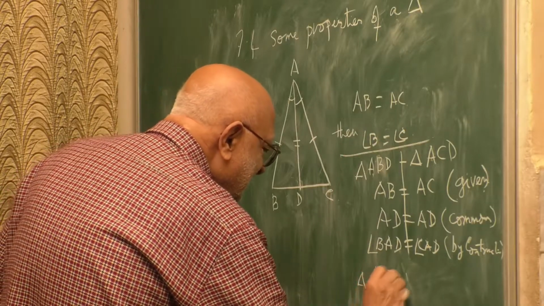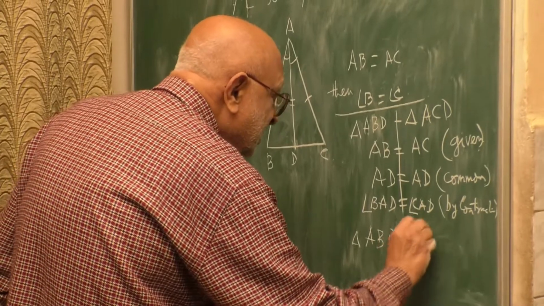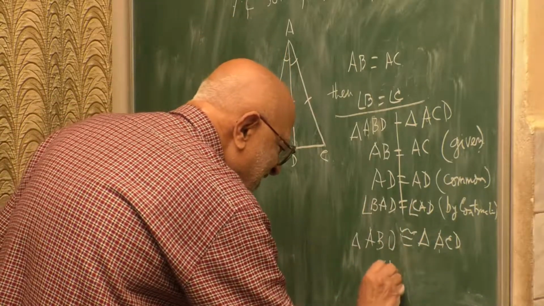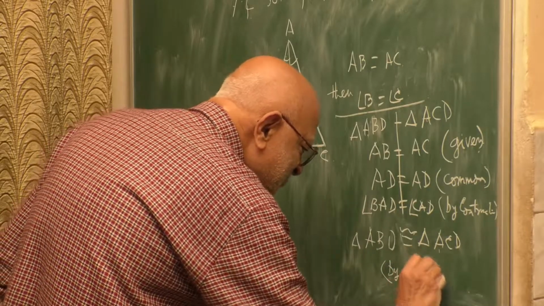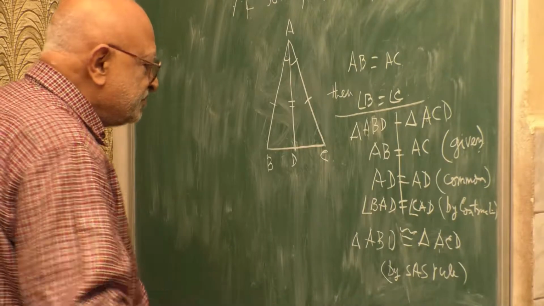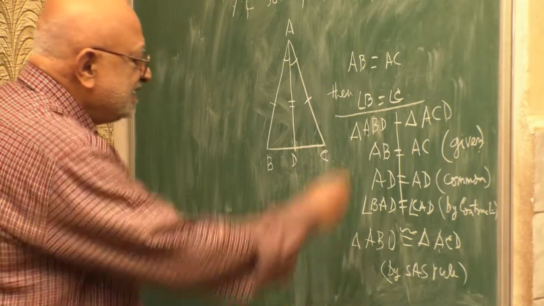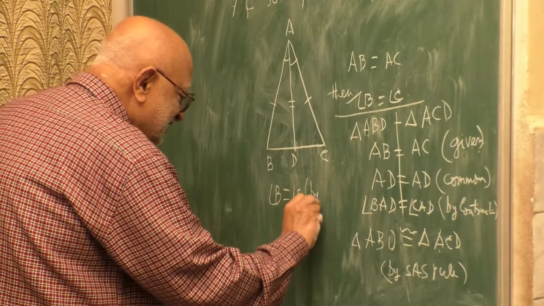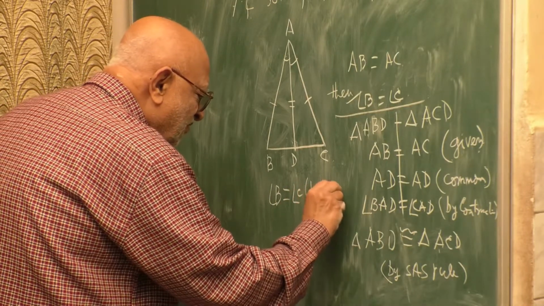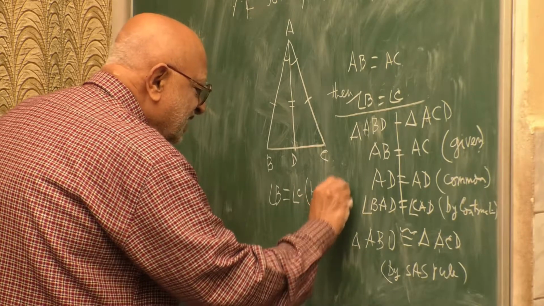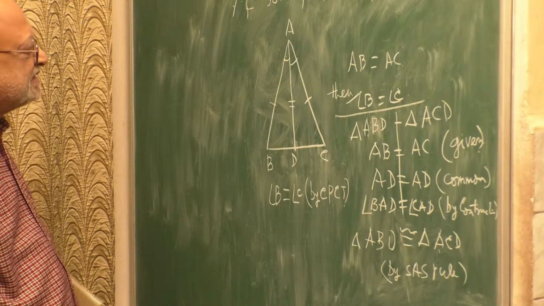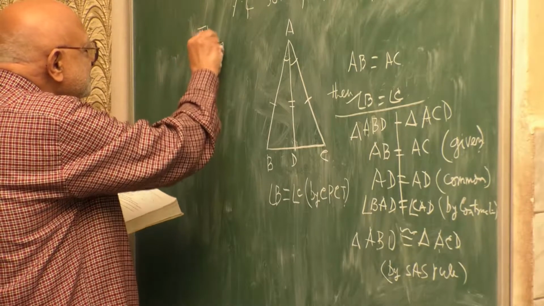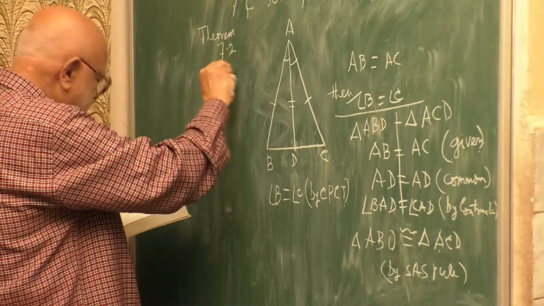So triangle ABD is congruent to triangle ACD by SAS rule. Is it okay with you? It has to be okay with you. If that is true, then definitely angle B equal to angle C by corresponding parts of congruent triangles, CPCT. Okay, this is good. This also constitutes a theorem, Theorem 7.2. This is done.